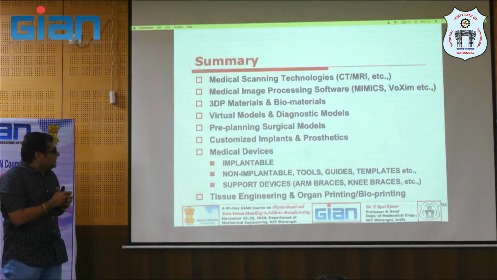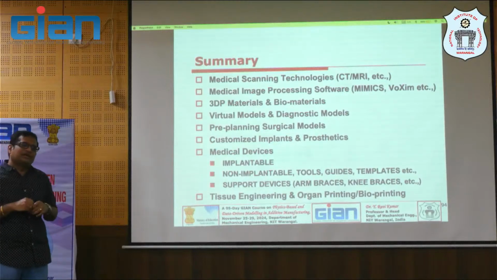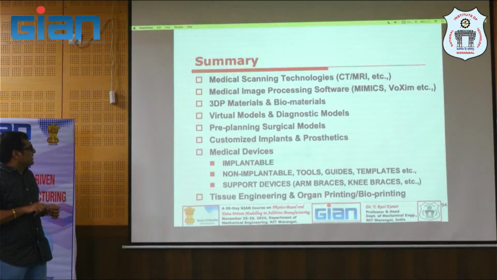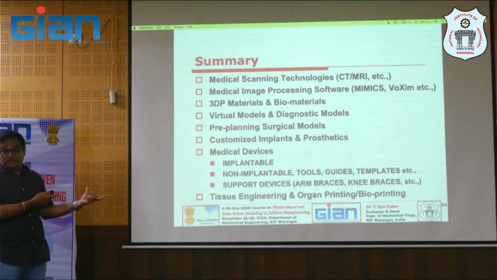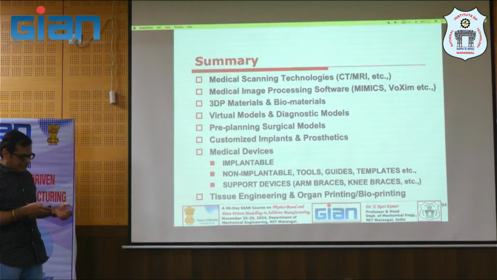What we discussed during this lecture: we started with medical imaging technologies, such as CT and MRI, how we can extract the data, process the images, reconstruct them, and print them. And how we can make use of those printed models, maybe virtual models, diagnostic models, pre-planning models, customized implants or processes, through my case studies and through the literature also. So I have explained various applications of your bio model or implant or device or template, anything for that matter, extracted from the patient's own anatomy, right? And then finally, organ printing.